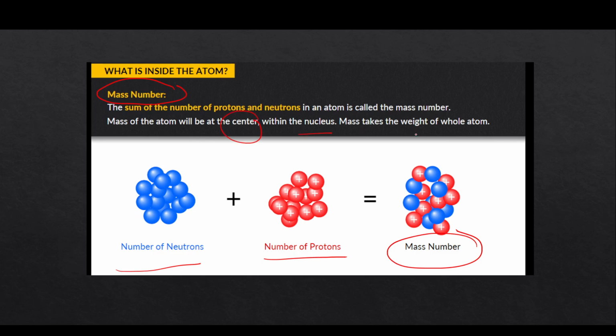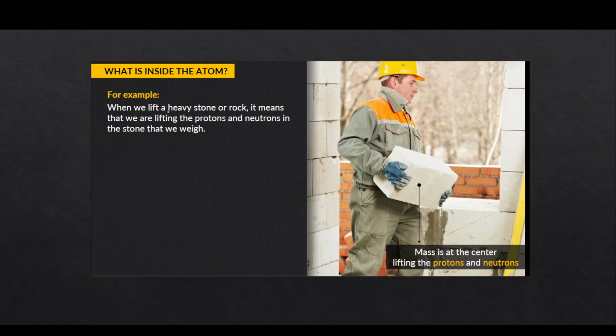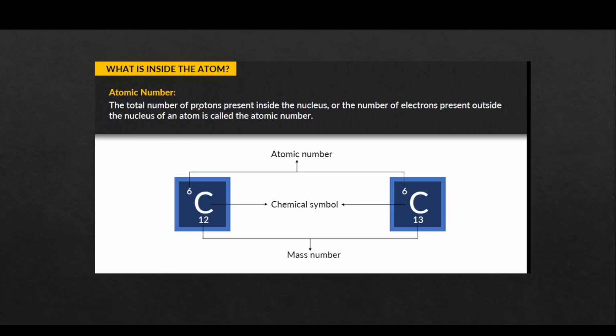So mass takes the weight of the whole atom. Because electrons are negligible, we can ignore them. For example, when we lift a heavy stone or rock, it means we are just lifting the protons and neutrons that we weigh. Okay. Then atomic number is just number of protons present inside the nucleus, and number of electrons, because protons and electrons are equal, so we can say any one of them.